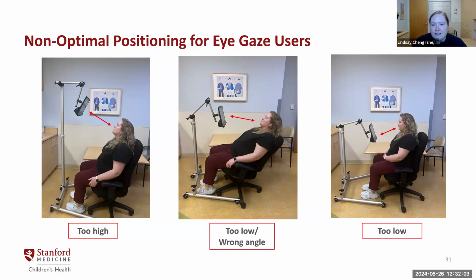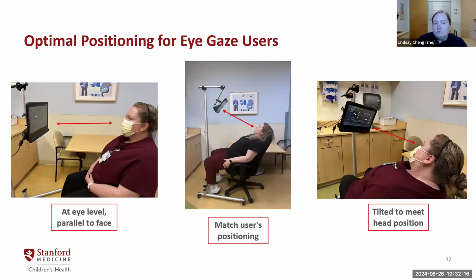Position number 3 is an example of a device that is, again, too low. And if you notice, it is most likely not a long-term comfortable position for the neck due to the tilting downwards towards the device. So what are some examples of optimal positioning for eye gaze users?